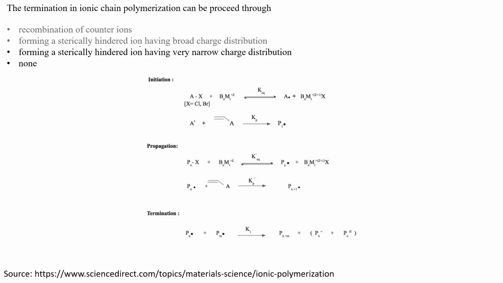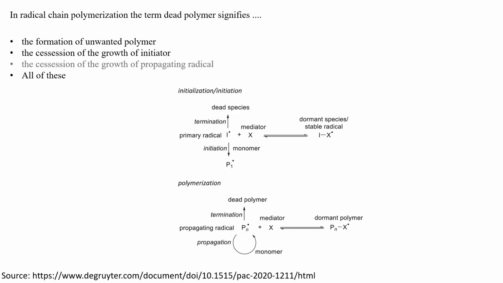If it was quite narrow, because of the different polarities, it would have started the polymerization process again. But since the hindered ion has a very broad charge distribution, it has become stable and won't react any further. That's why termination of ionic chain polymerization occurs by either recombination of counter ions or formation of a sterically hindered ion having broad charge distribution.